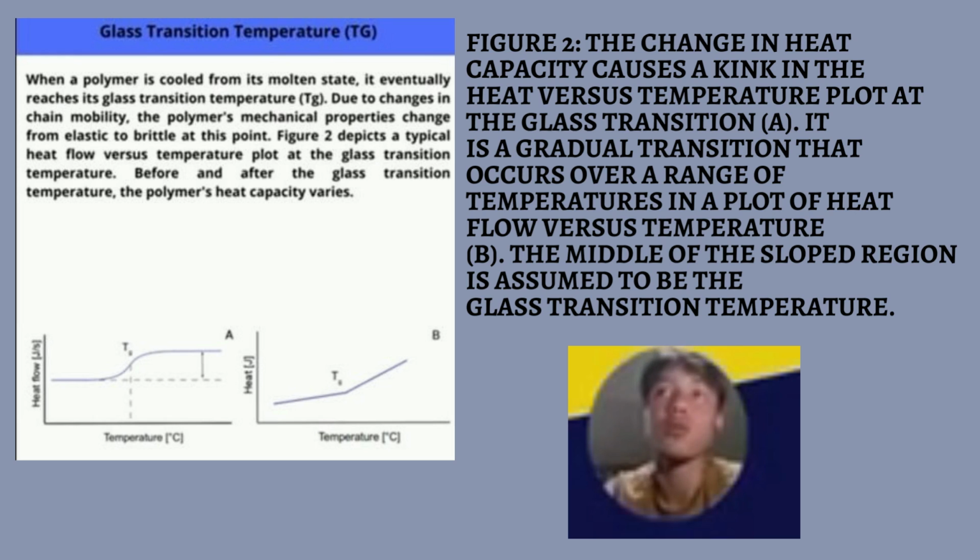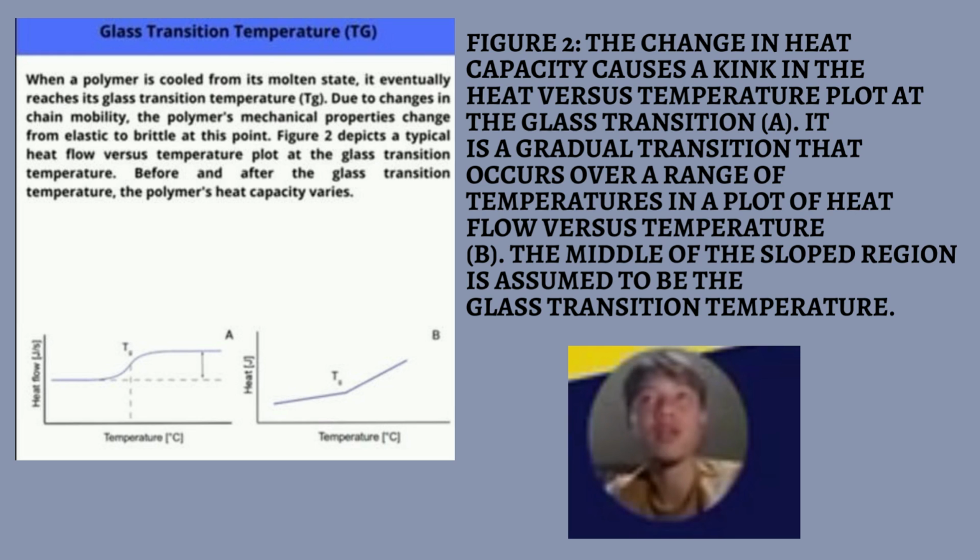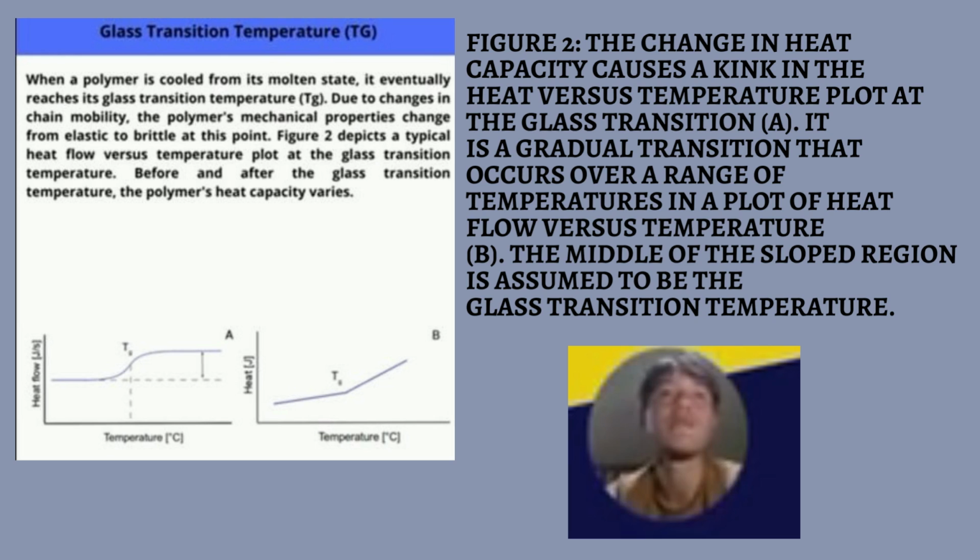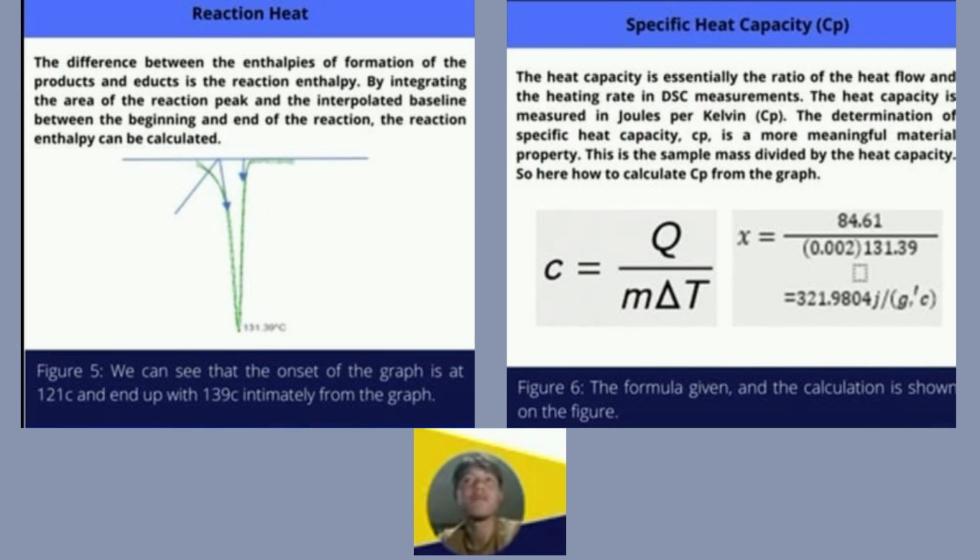From Figure 2, the change in heat capacity causes a kink in the heat versus temperature plot at the glass transition. The next one is the crystallization temperature. This is the crystallization in the plot of heat flow against temperature. The next one is melting. From the graph, we can see the discontinuity in the plot, and from the big graph, we can see a peak of heat versus temperature. The next one is reaction heat.